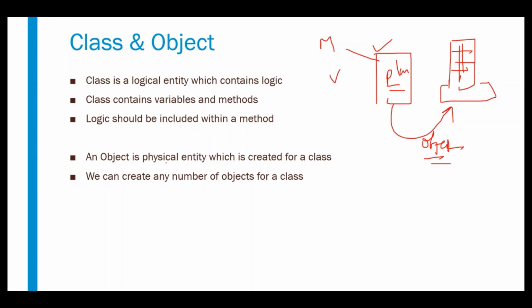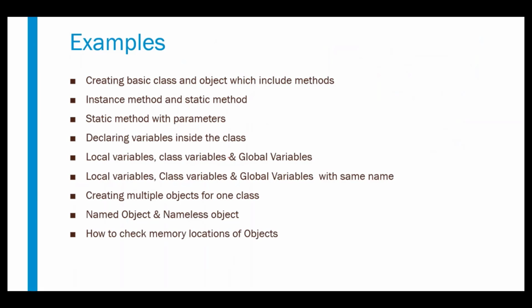Now let us see different ways of creating classes, how we can specify the variables, how we can define the methods within the class, and how we can access them. So these things we have to see now. Let's start with how to create a basic class and object which include methods. I'll show you practically how we can create a basic class, create a few methods within the class, and then access those methods using an object.